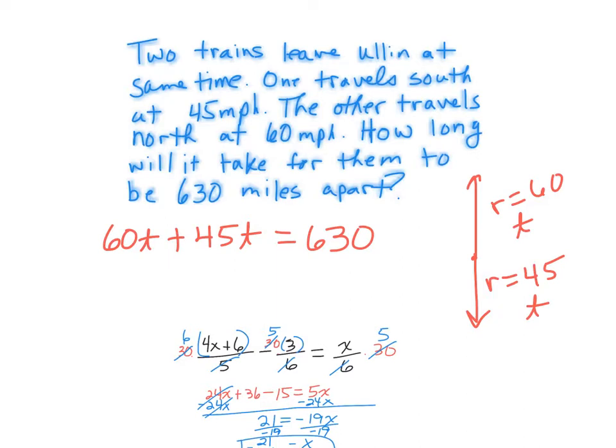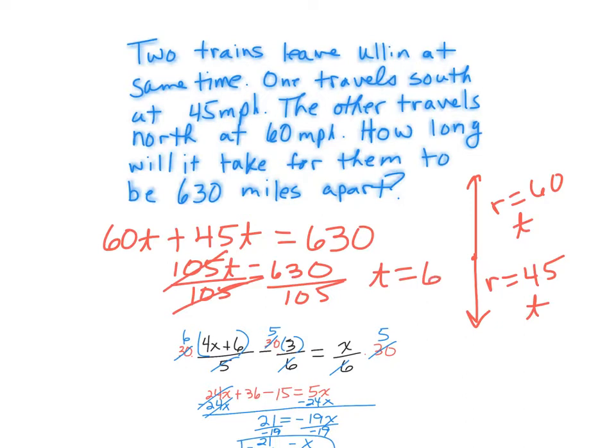And now it's an easy equation to solve. We have 105t equal to 630. If you divide both sides by 105, and my calculations are correct, then t should be equal to 6. So it takes 6 hours for the two trains to be 630 miles apart.